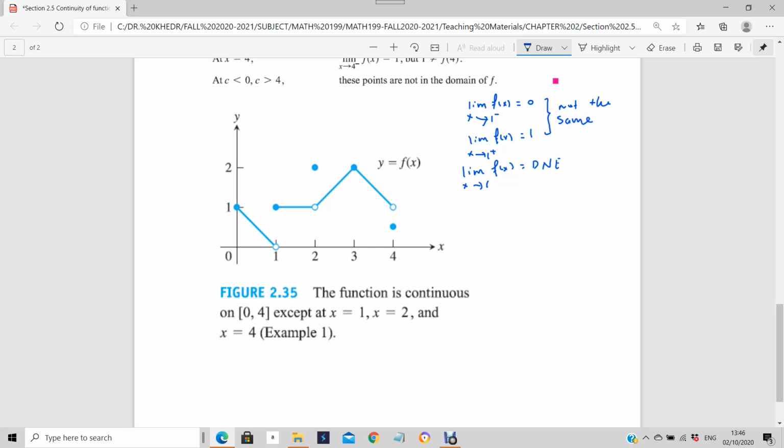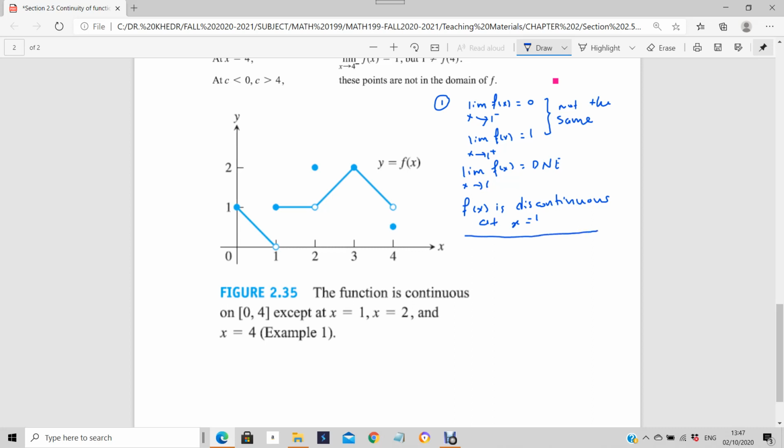So the limit of f of x as x goes to 1 does not exist. So this is the first condition of the test. Since this condition is not satisfied, we will say f of x is not continuous. So we'll say f of x is discontinuous at x equals 1. And from the graph, it's very clear that the graph is broken at x equals 1.